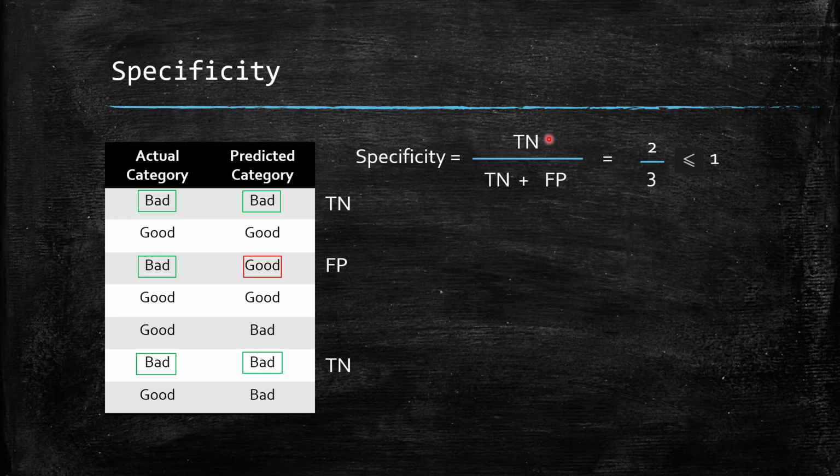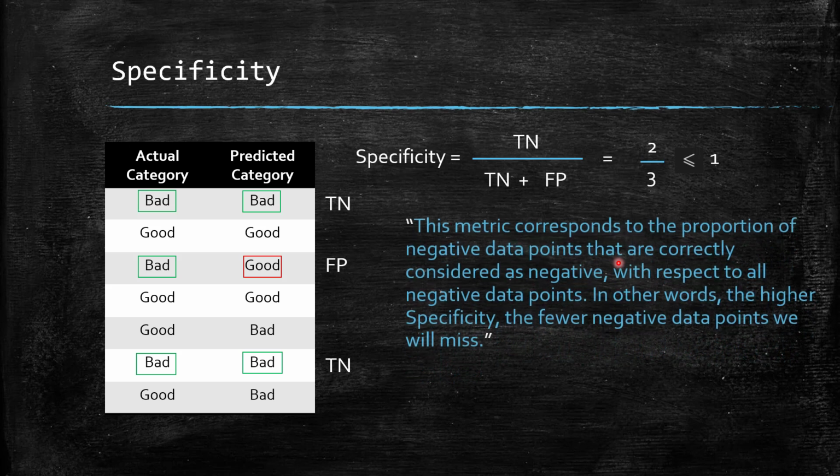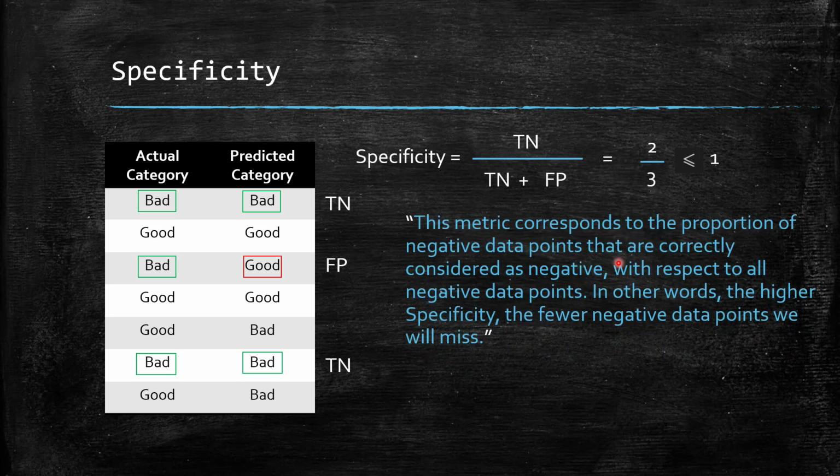If all our data points that are bad are correctly classified as bad, this will become 1. That will be the ideal scenario, right? As we have seen, this metric corresponds to the proportion of the negative data points that are correctly considered as negative. That's all this metric is talking about. In other words, the higher the specificity, the fewer negative data points we will miss. This is called the true negative rate, TNR.